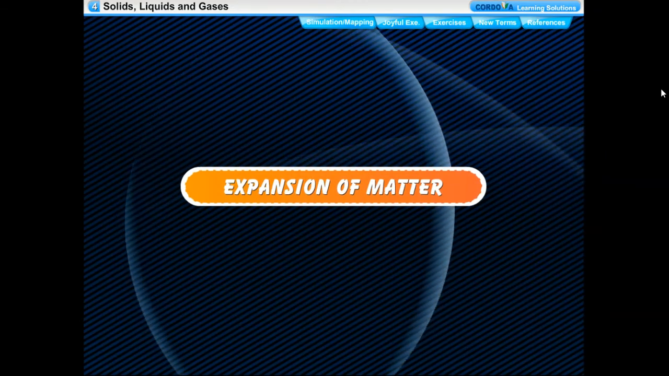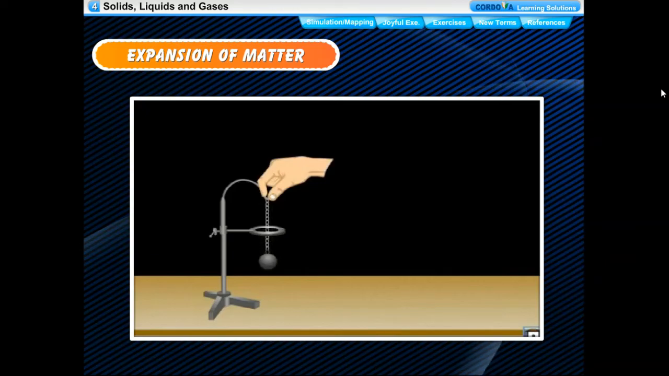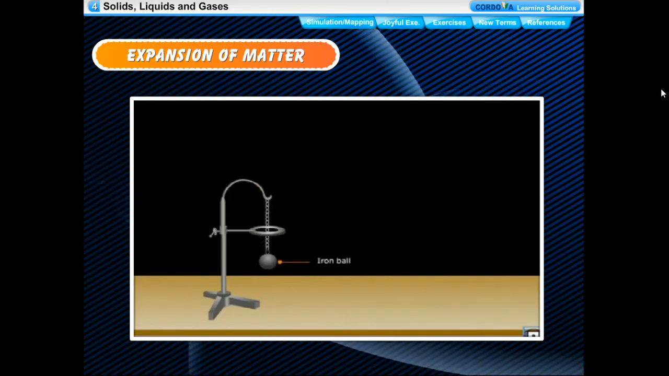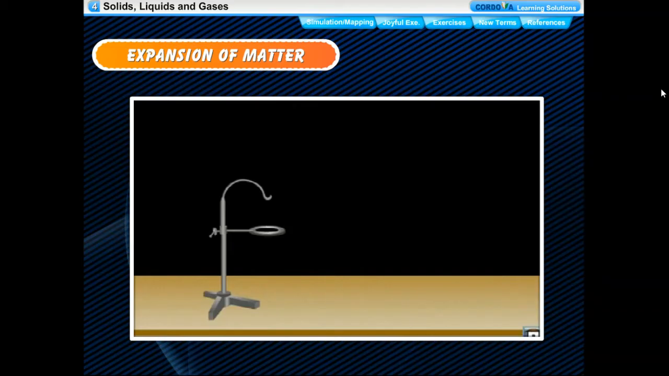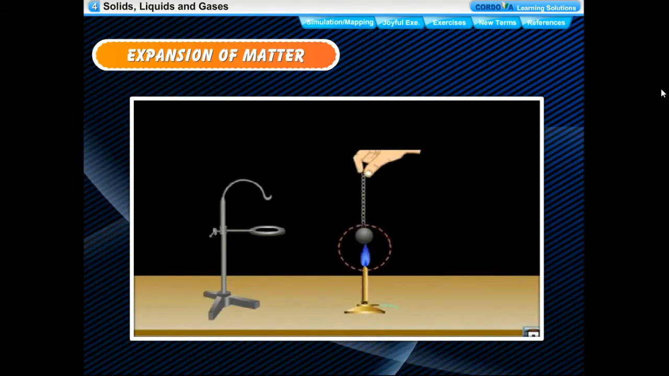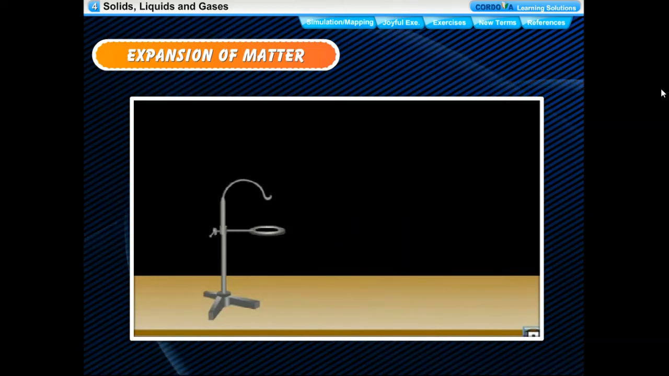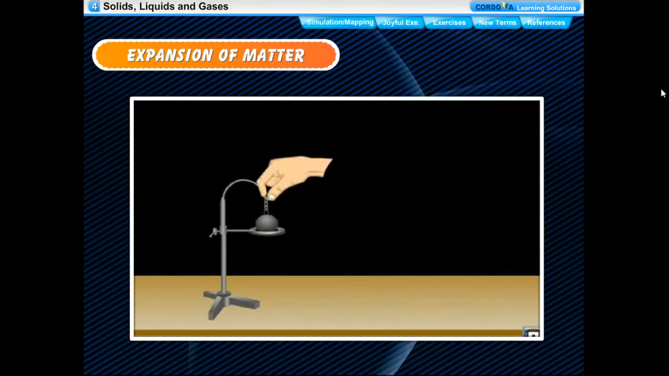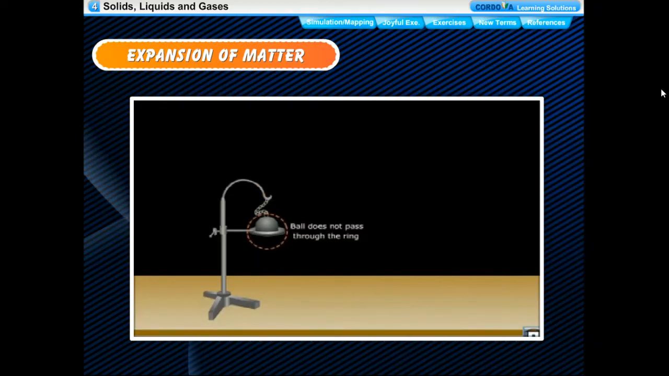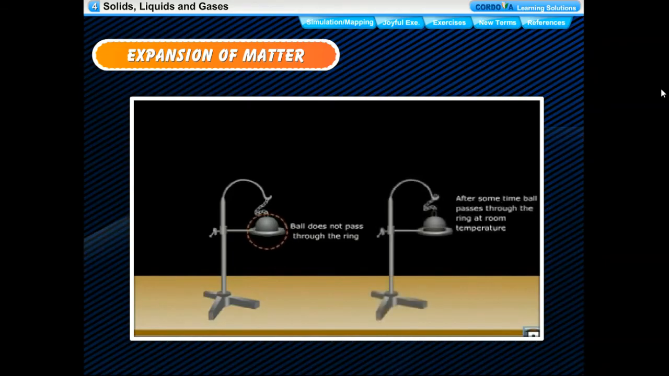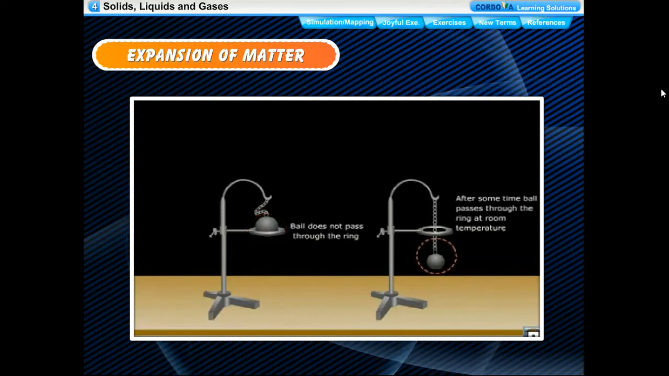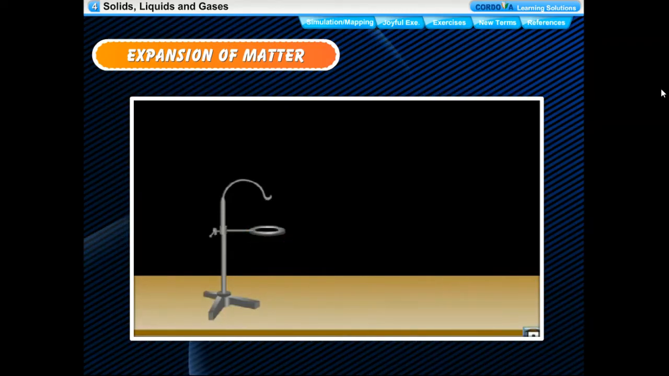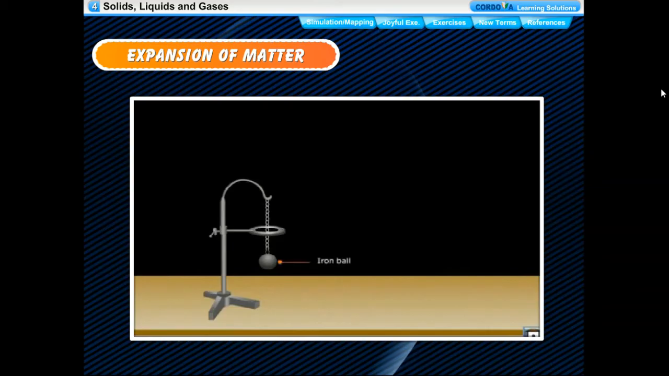Expansion of matter. When we heat a substance, its size increases. This increase in size of matter is called expansion of matter. On heating a substance, the movement of particles increases and the space between them also increases, so the substance expands. For example, to open a tight metal lid of a jar, we dip it into hot water because the heat of water causes the lid to expand a little and it opens out easily.